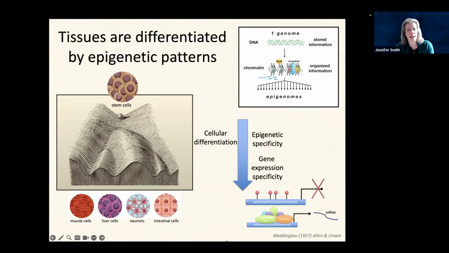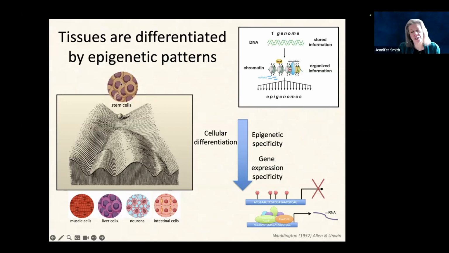Another really important thing is that tissues in your body are differentiated by epigenetic patterns. You've got basically the exact same DNA in every cell of your body, but all your cells look different from one another. You have skin cells and eye cells and liver cells, all kinds of cells, right? How did they get that way? Well, they get that way because their epigenomes are different, right? Same DNA, but they're expressing different genes at different times.